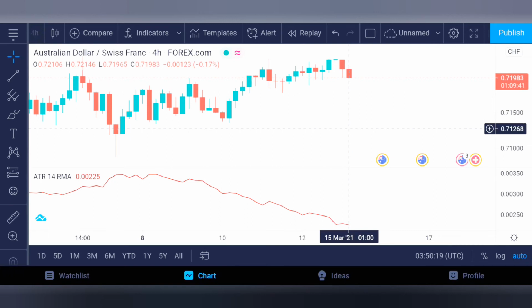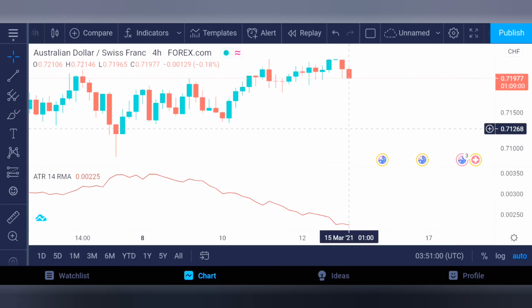Now, you can see that it's ATR 14. Average true range 14 basically means it just takes the last 14 candles and looks for the average price movement of those 14 candles. It just gives you an idea of the range of movement of price. Basically, it tells you, is price moving a lot or is price moving too little? That's what it basically shows you.